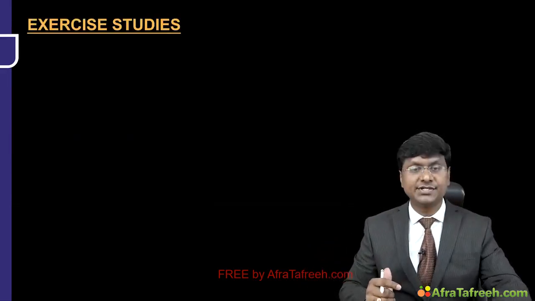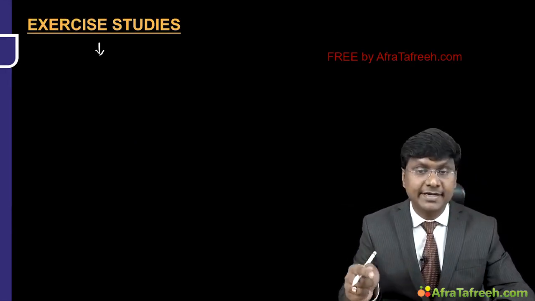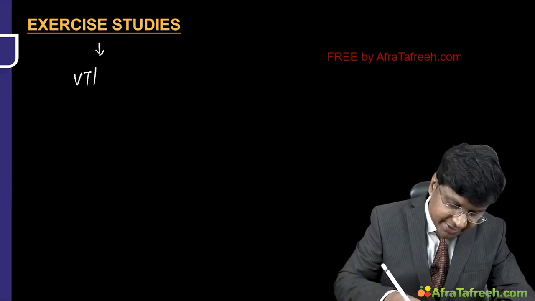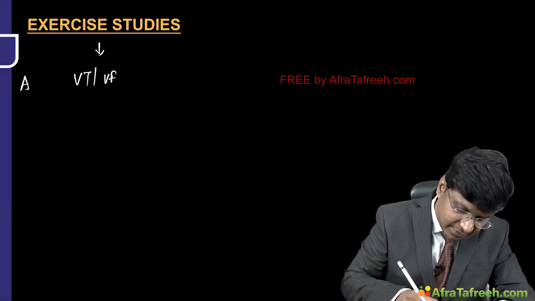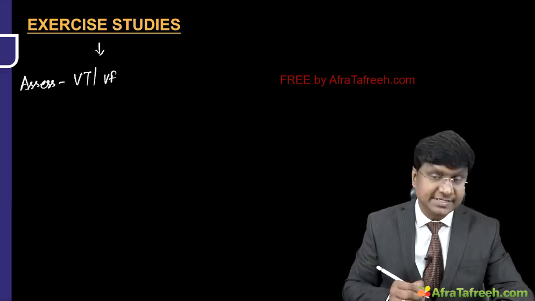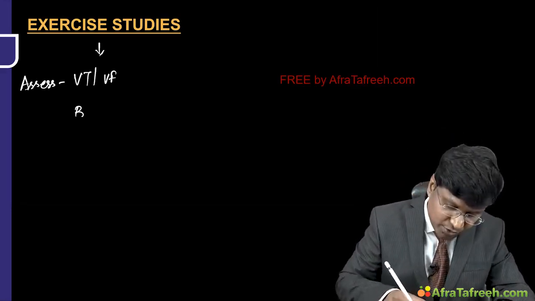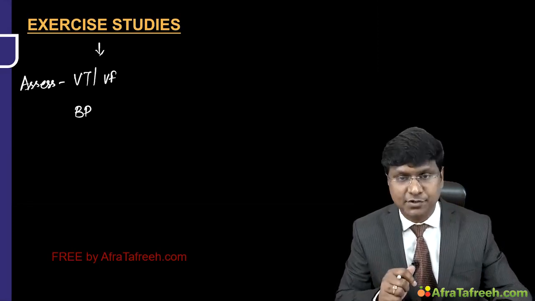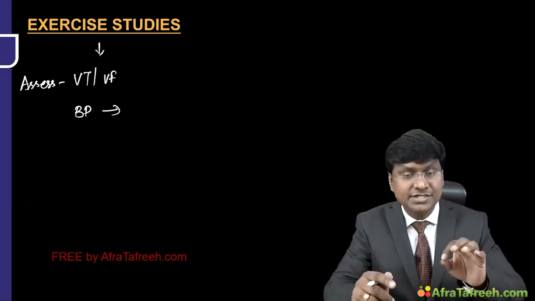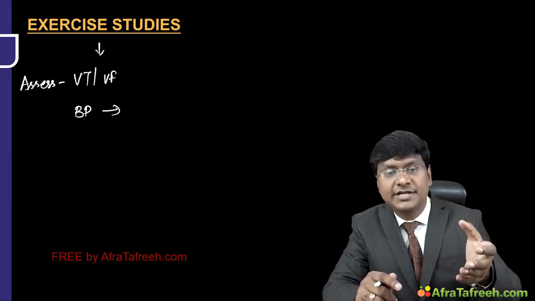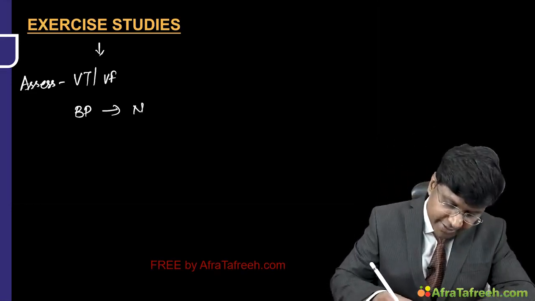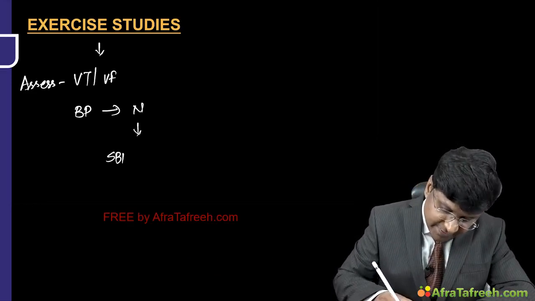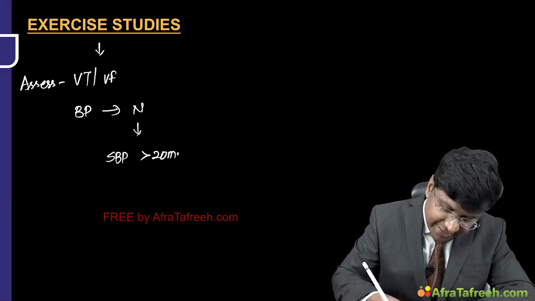Another important investigation is the exercise studies. What is the purpose of it? They are mainly recommended to assess the ventricular arrhythmias, and also to document the blood pressure response. Patients in whom systolic blood pressure does not increase more than 20 millimeters of mercury during treadmill are at increased risk of arrhythmias and sudden cardiac death. In a normal individual, upon doing treadmill, the systolic blood pressure increases more than 20 millimeters of mercury.